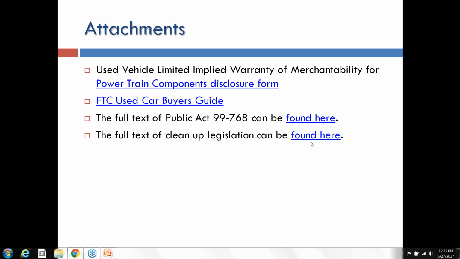Should the implied box be marked when a manufacturer warranty is still in effect? No, it would not. That's a good question, because the manufacturer warranty... Let's see. You would still use the implied warranties form, but you would check that the manufacturer's warranty still applies, assuming that the manufacturer's warranty has more than 15 days and 500 miles of coverage.